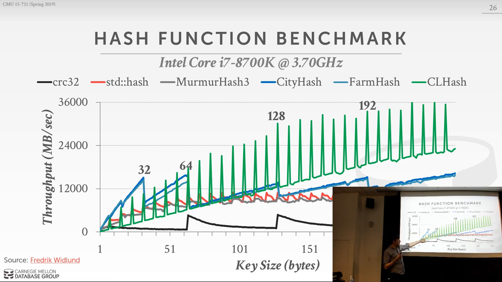Memory hash, city hash, farm hash, STD hash, these are all probably good enough for doing joins. So I'm not claiming that one's clearly better than another. As you get longer key sizes, you don't want to use CRC32, but for these guys here, I don't think it makes a big difference. Actually, I'm not measuring the collision rate here, so that's another metric we'd have to consider. I probably should do that. I just haven't done that.